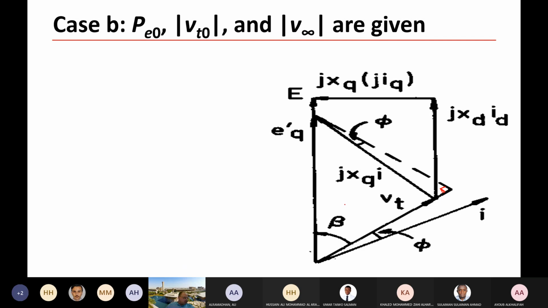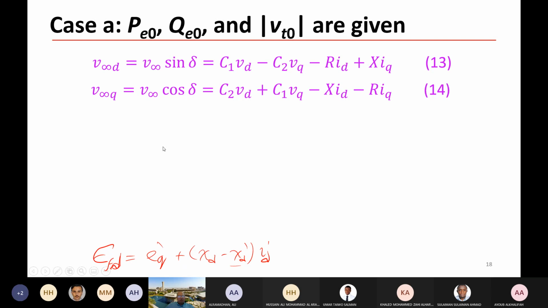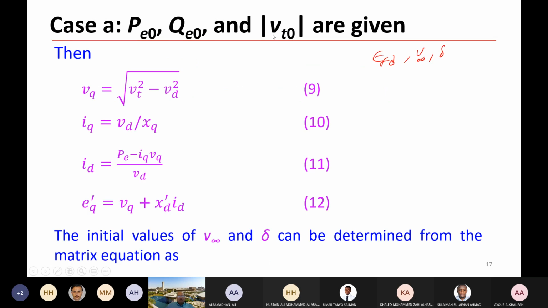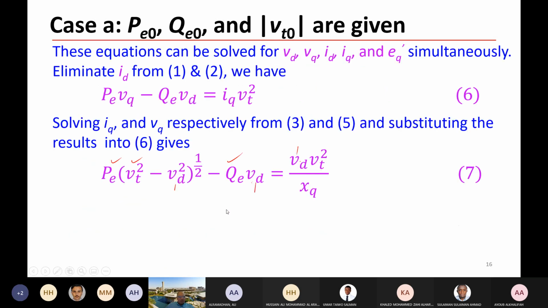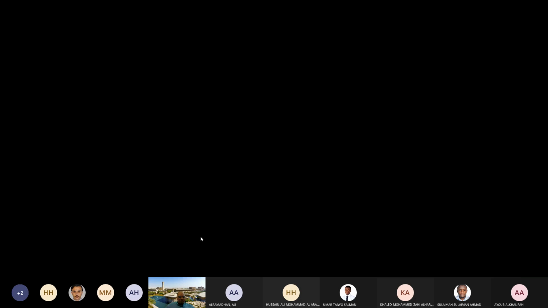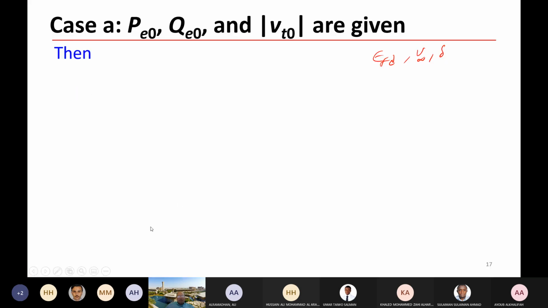I don't want to continue, time is over. Let us stop here. A homework will be uploaded tonight, inshallah. This homework will ask you to do hand calculation of the initial conditions, and to develop a MATLAB program to calculate these initial conditions if you are given V, EQ, and VT. You start with these equations and others, and you can find the initial condition.